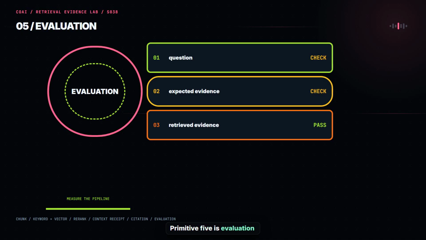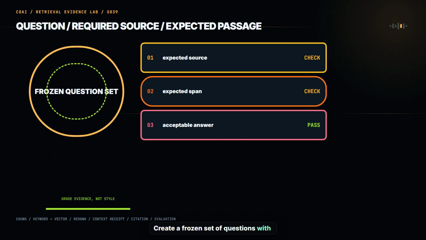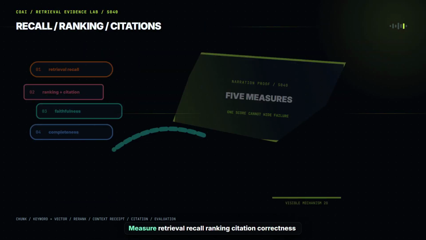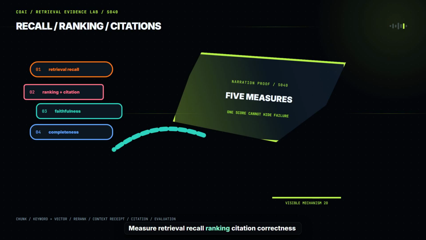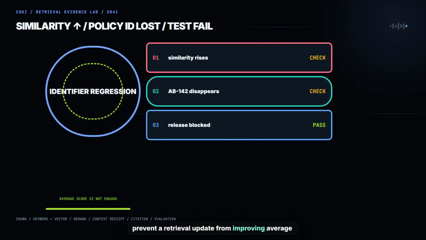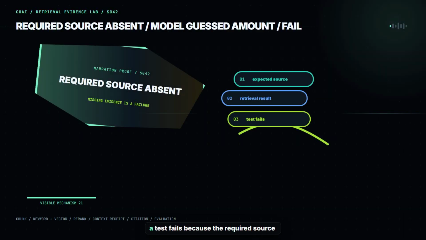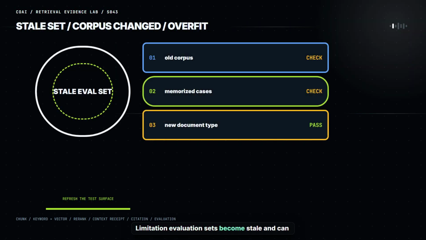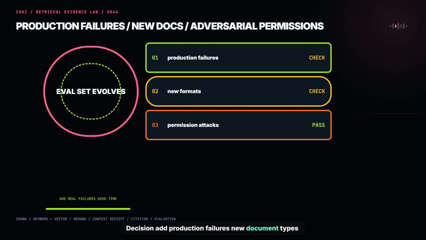Primitive 5 is evaluation. Create a frozen set of questions with expected evidence, not only expected prose. Measure retrieval recall, ranking, citation correctness, faithfulness, completeness, latency, and permission compliance. Use case: prevent a retrieval update from improving average similarity while losing exact policy identifiers. Observable example: a test fails because the required source is absent from the top results even if the final model guessed the correct amount. Limitation: evaluation sets become stale and can overfit one corpus. Decision: add production failures, new document types, and adversarial permission cases over time.